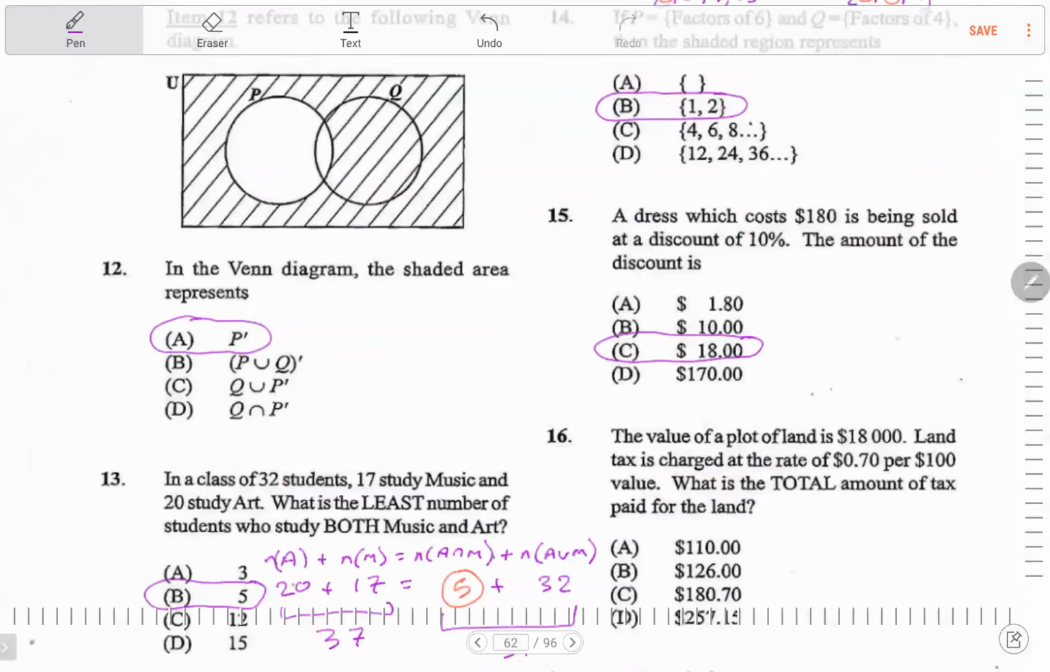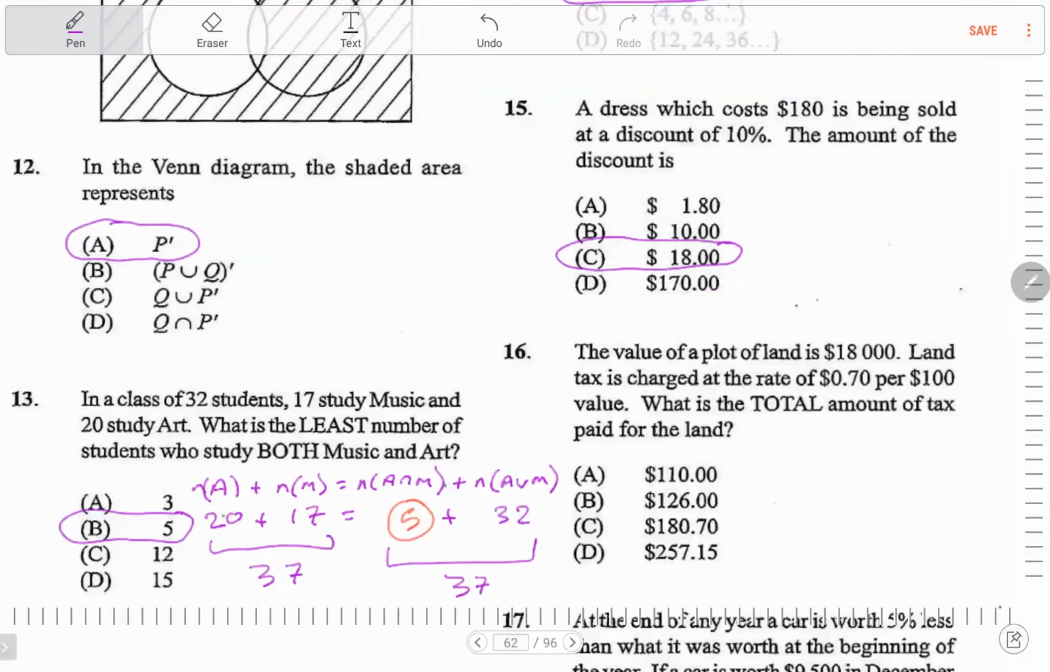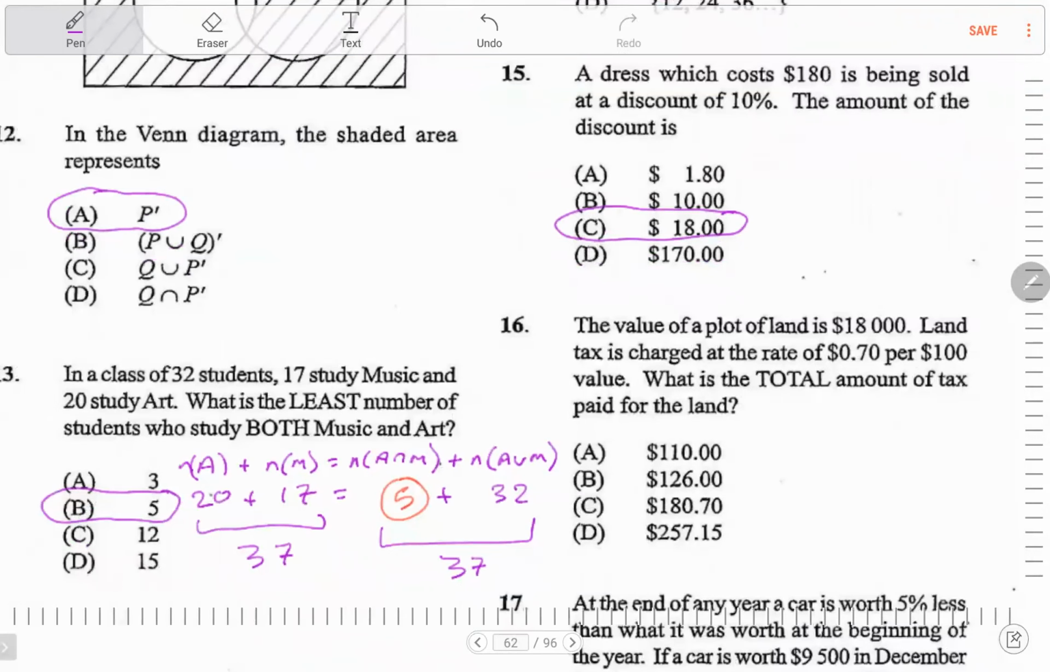The value of a plot of land is 18,000. Land tax is charged at 70 cents. We did discuss some of the values are different, so let's work it over again. What is the total amount? All right, I think the values were different. I think the question we did was like 45,000 or something like that. All right, so it's 70 cents every $100. All right, so we can do this.